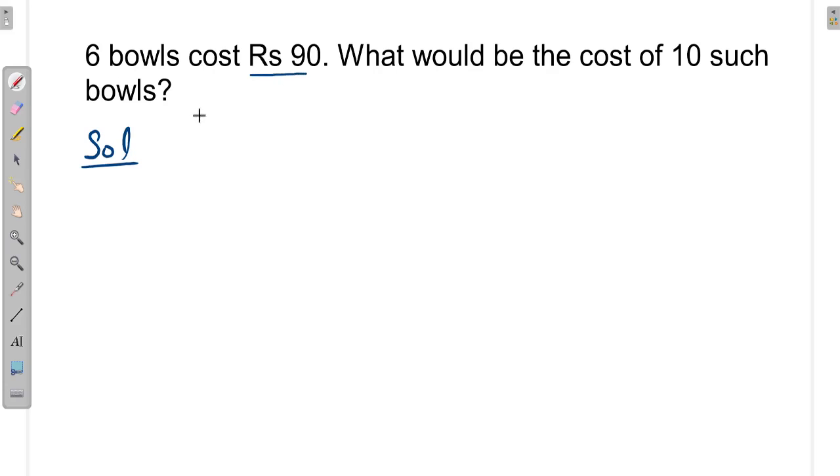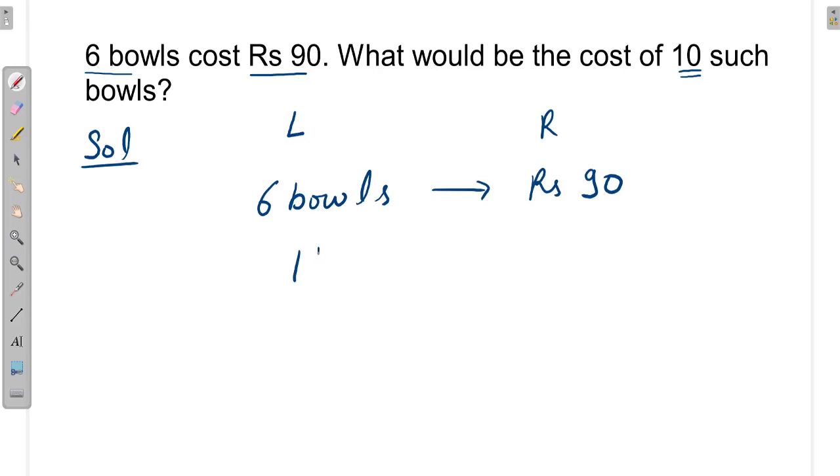we keep the rupees on the right hand side. We know the 6 balls, and we have to find the cost of 10 such balls, so we keep that on the left side. So 6 balls cost rupees 90. Now what is the cost of one ball?